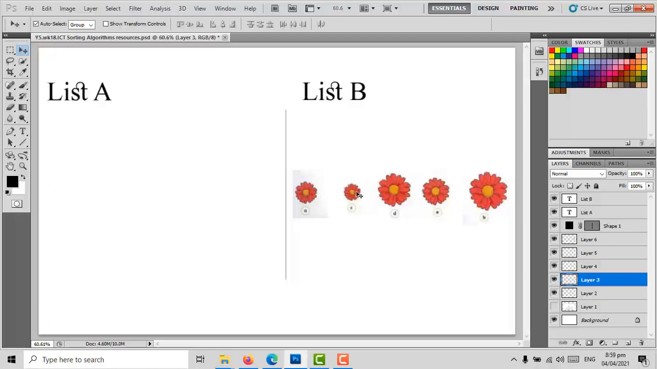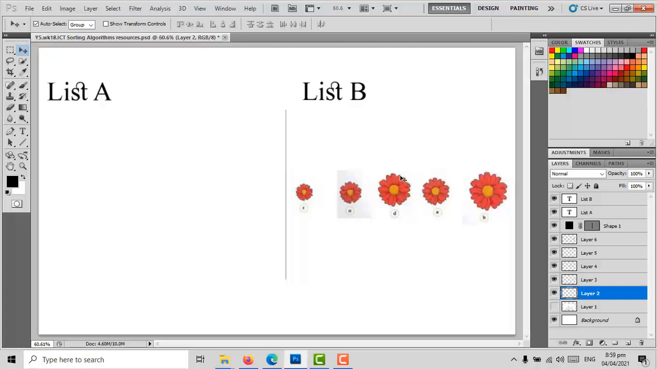Again, compare the first and the second. The first one is bigger than the second, right? If it is bigger, then swap. Now compare the second and the third. Is it bigger? It's not bigger. It's smaller. Then we leave them as they are.